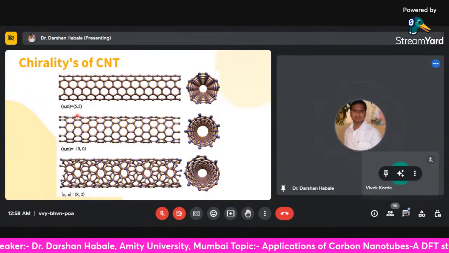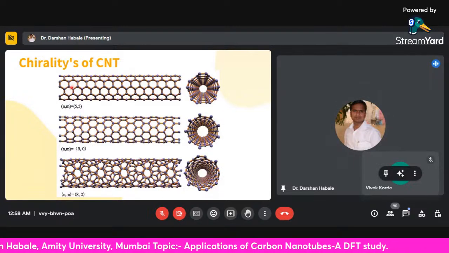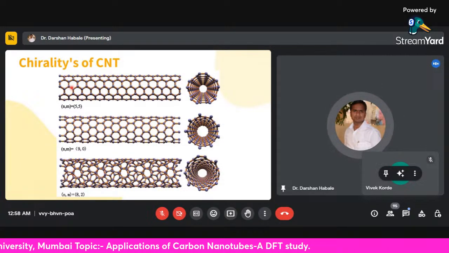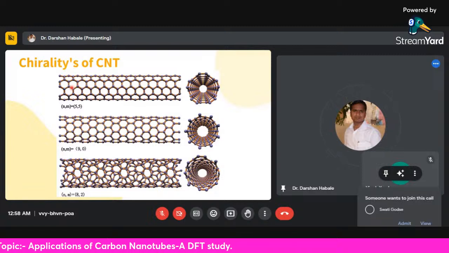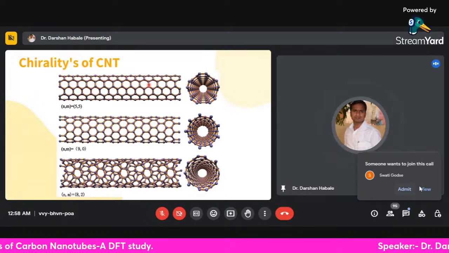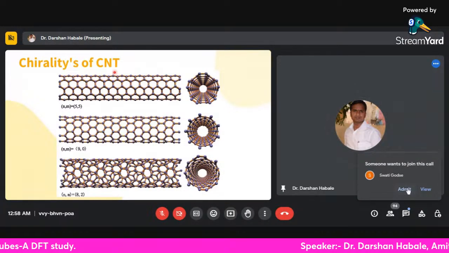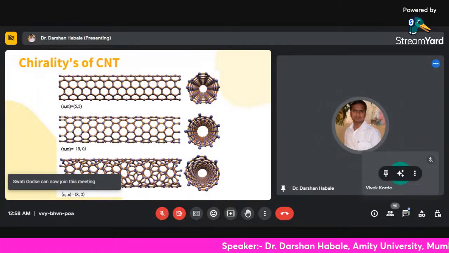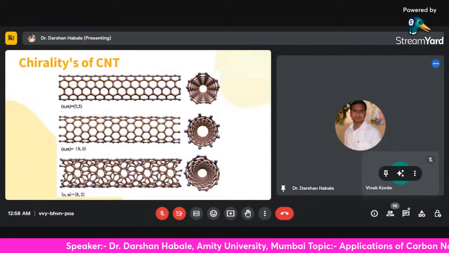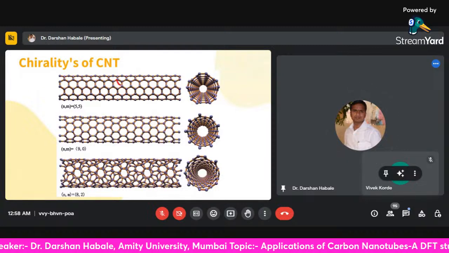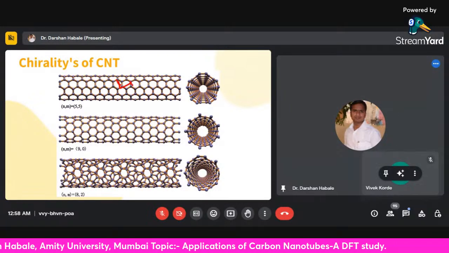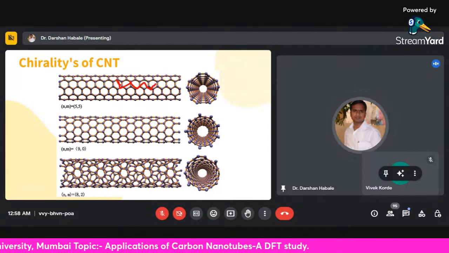So in the first case, if you overlap, we just move along the vector A1 where m is 0. So we'll get this type of nanotube. This shape will be like this. Along this dimension, we have a zigzag shape, so it is known as a zigzag nanotube.